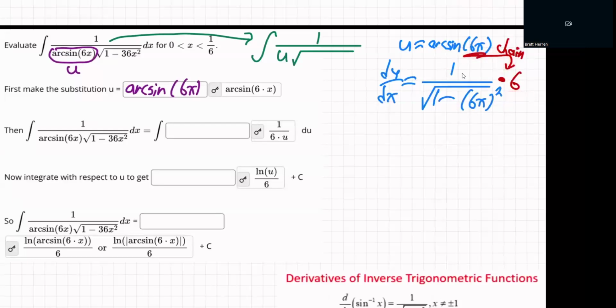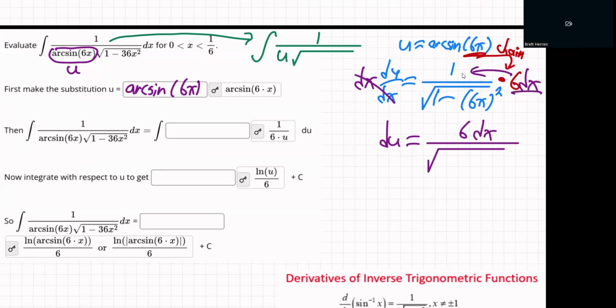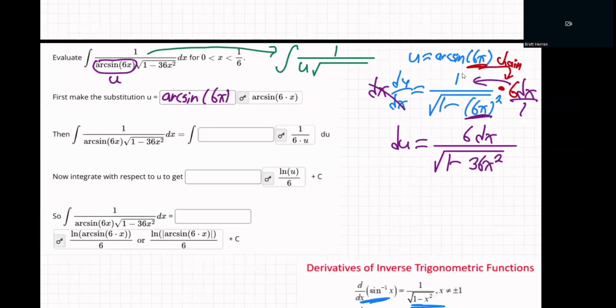Okay. Now let's multiply both sides by dx. Boom. So du equals 6 dx. Let's put this up here on the top over 1. Times 1 doesn't do anything. 1 minus 6x squared, which is 36x squared. Now, it's starting to look a lot like what we have right here, right?